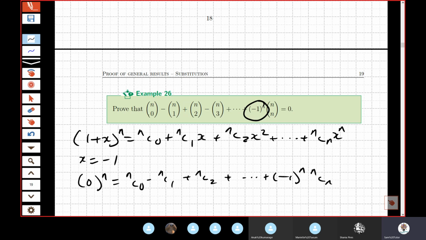Up to you. If you feel comfortable using the bracket notation, you can. If you feel comfortable using the choose notation, you can. You pick whatever you're comfortable with.